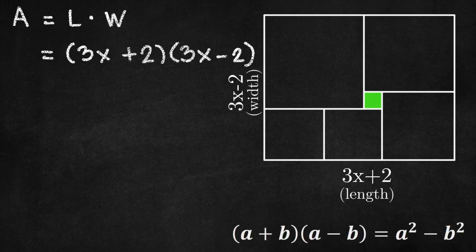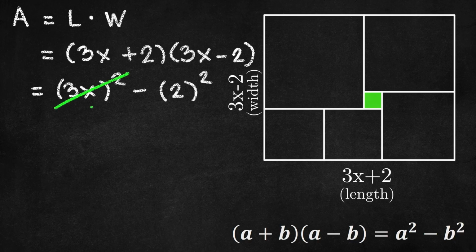This is a difference of 2 squares. Therefore, it's equal to (3x) all squared minus 2 squared. (3x) all squared is 9x squared, while 2 squared is 4.